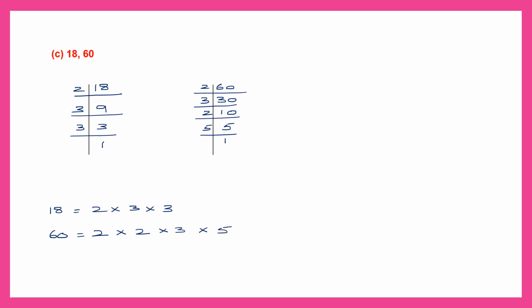Now what are the common factors? 2 is common. As you can see, there's 1 3 that's common. Now here there is one more 3, but we don't have 3's here. And here we have a 2 and a 5 and we don't have it there on top. So these are the only two common factors. So the HCF of 18 and 60 will be 2 into 3. 2 threes are 6. So here also our answer is 6.